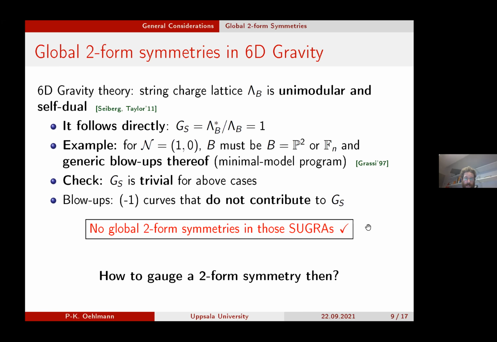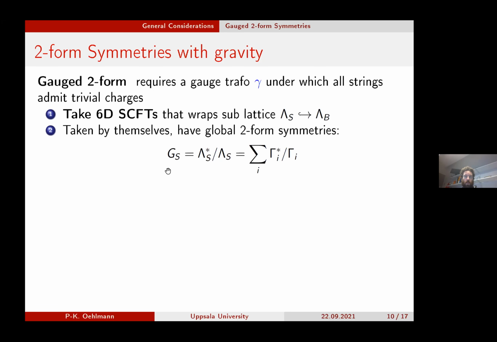But of course, there's another possibility that you can have. So now we know that the global symmetry is absent, but maybe it's a bit more interesting to look at the gauged form of these symmetries. So how do we do that then? What we actually require in order to do that is a gauge transformation, gamma, which we have associated with this geometric object, under which all the strings in our spectrum have trivial charges.